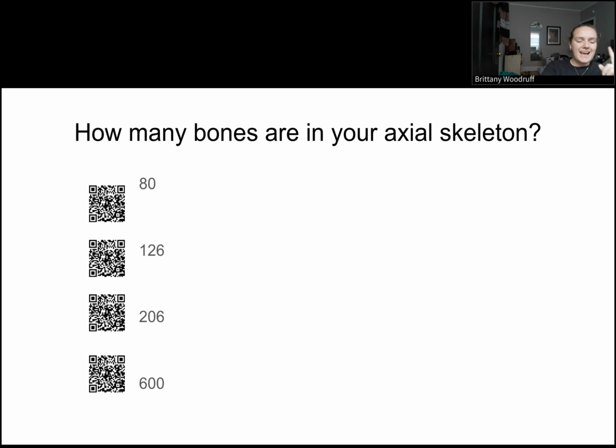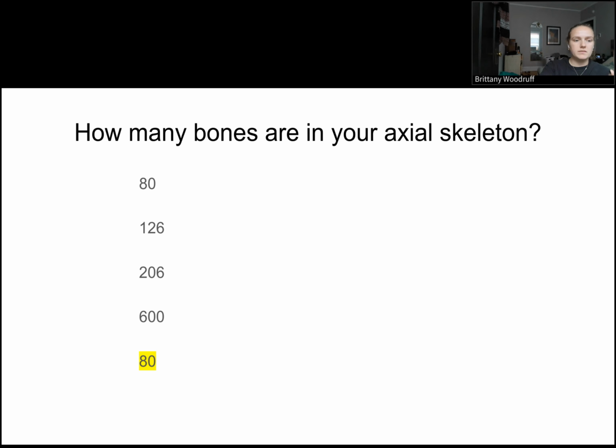Yeah. So in your axial skeleton specifically, right? There are 80 bones in your axial skeleton. Okay. 126 in your appendicular, 206 total. Okay.